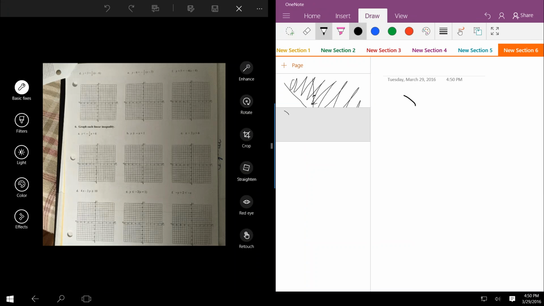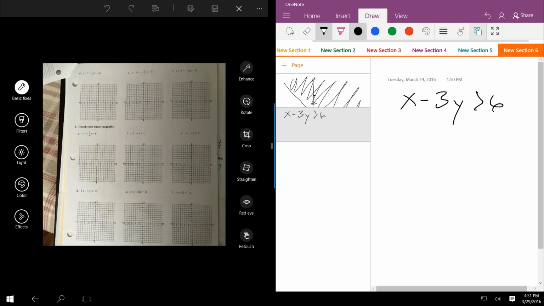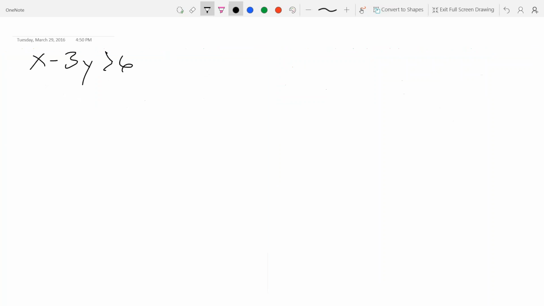C is x minus 3y is greater than 6. Am I reading that correctly? Yeah. X minus 3y is greater than 6. Okay, we need to put this, hold on a second. That's much better for me.